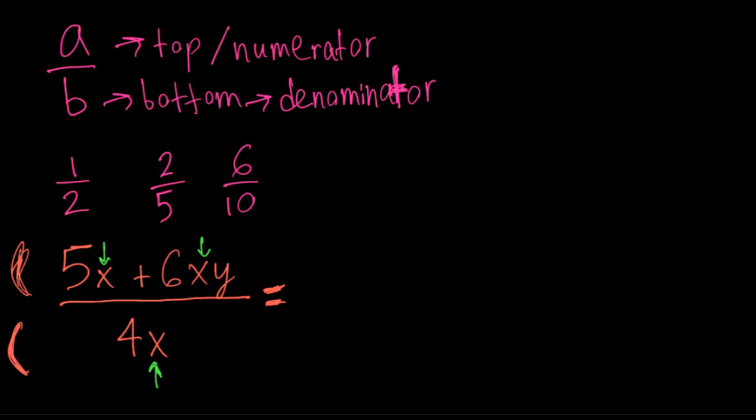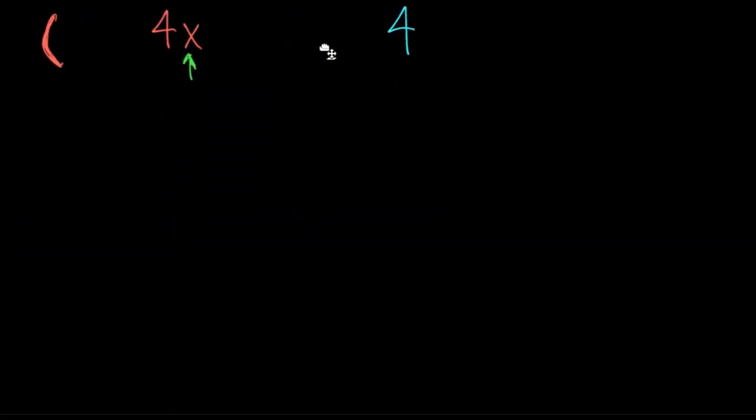When you have one common value everywhere in the numerator and everywhere in the denominator, that means that you can factor it out. So in this case, we can rewrite this exactly the same except without the x's. That will be 5 plus 6y over 4. Okay? All right, let's move on to another example.